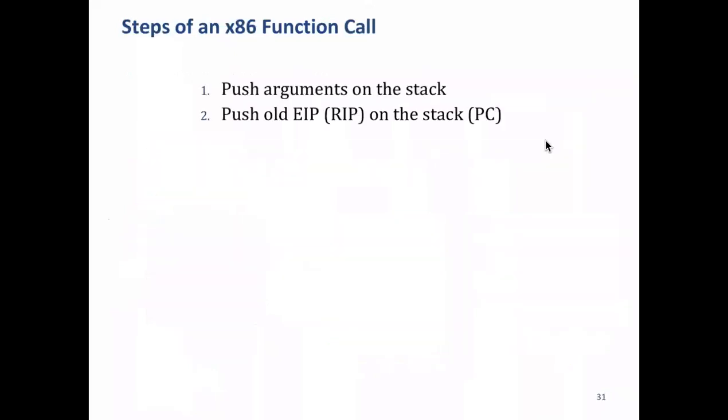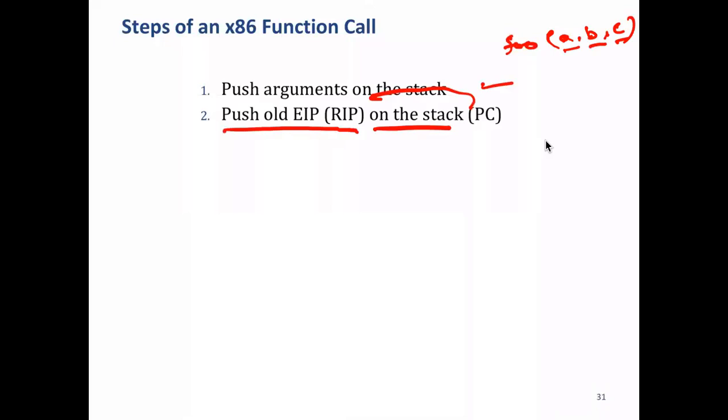Now let's look at the steps of x86 function calls. First, when there is a function call, let's say for example foo(a, b, c), first push the arguments onto the stack. So these are the arguments a, b, c into the stack, right? The next thing is to push the old EIP onto the stack. The PC, I pointed to it. Now EIP, again, Intel terminology is very confusing.